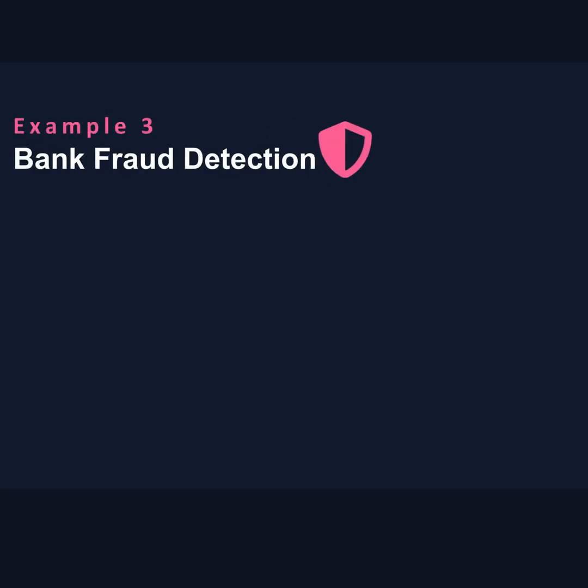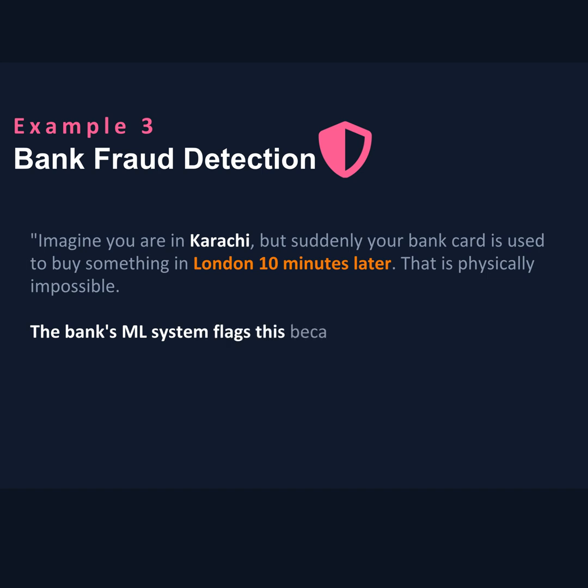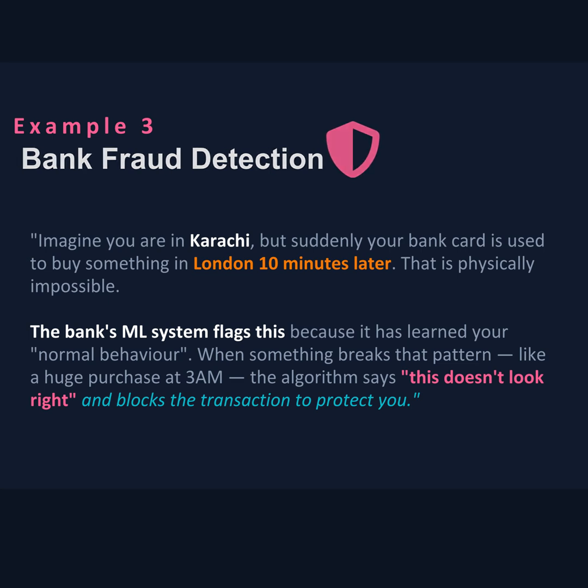Example 3. Your bank. Fraud detection. Imagine you are in Karachi, but suddenly your bank card is used to buy something in London 10 minutes later. That is physically impossible. The bank's ML system flags this because it has learned your normal behavior. When something breaks that pattern, like a huge purchase at 3 a.m., the algorithm says, "This doesn't look right," and blocks the transaction to protect you.